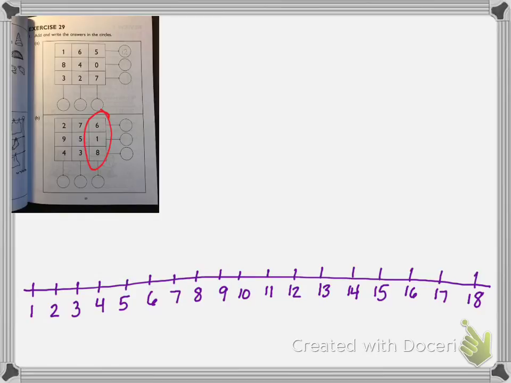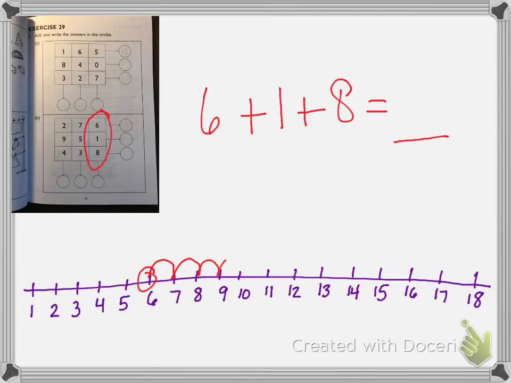Now let's look at the last column. 6 plus 1 plus 8. What do you think the answer will be? We'll start with 6 and go ahead 1 and then 8. 1, 2, 3, 4, 5, 6, 7, 8. 15.